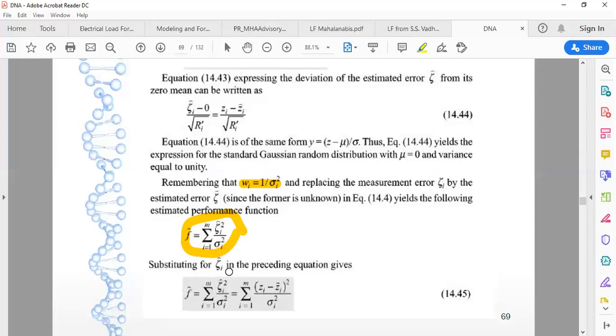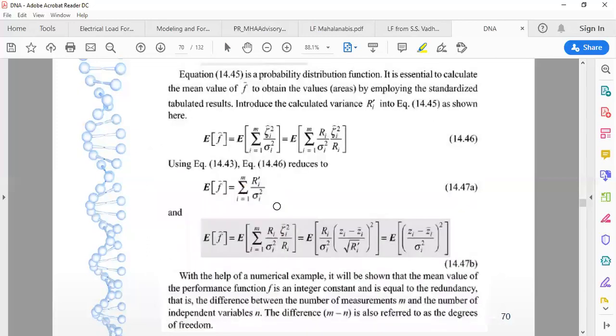for sigma i in the preceding equation, we can say that the expected value of the performance index will be the sum from i to m of zeta i square divided by sigma i square. Instead of this error, we can say that it is actual value minus z i true value whole square divided by sigma i square. Now this expected value will be further classified, and that expected value of that performance index we want to identify.